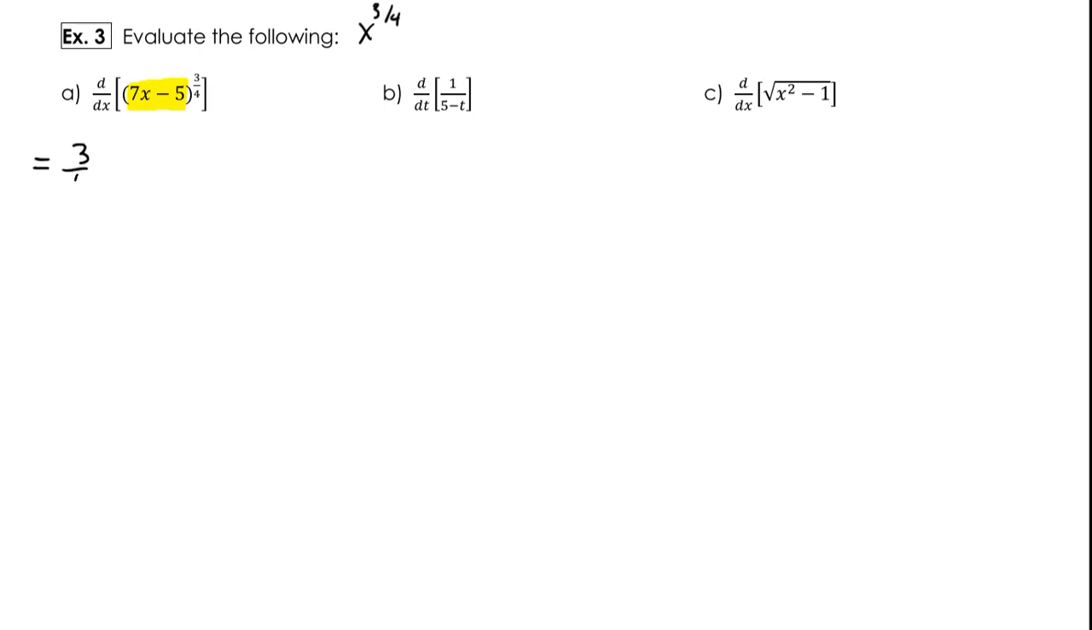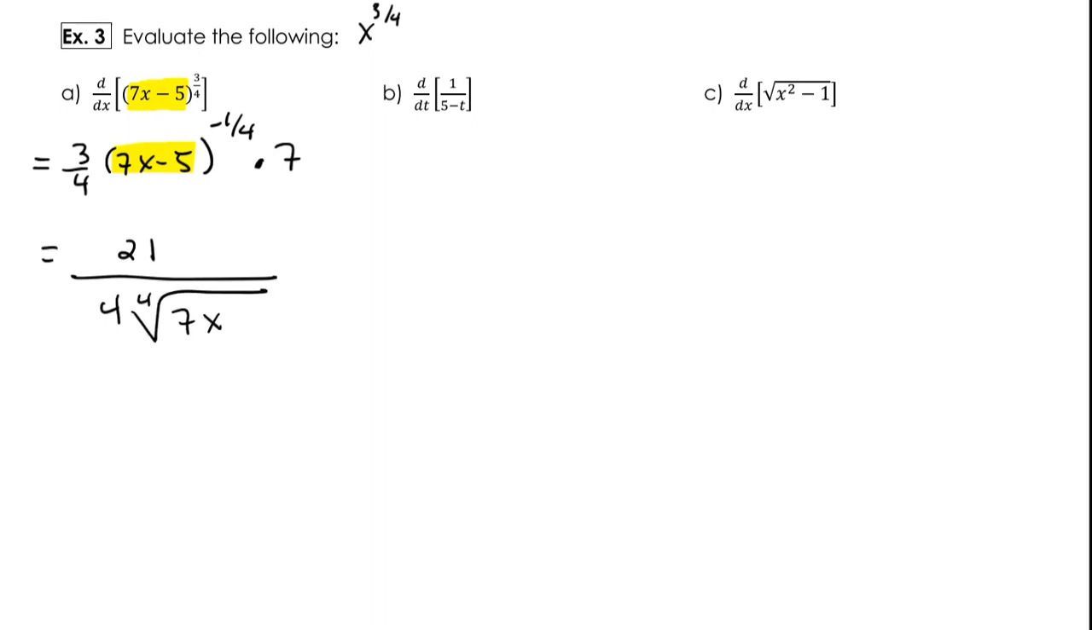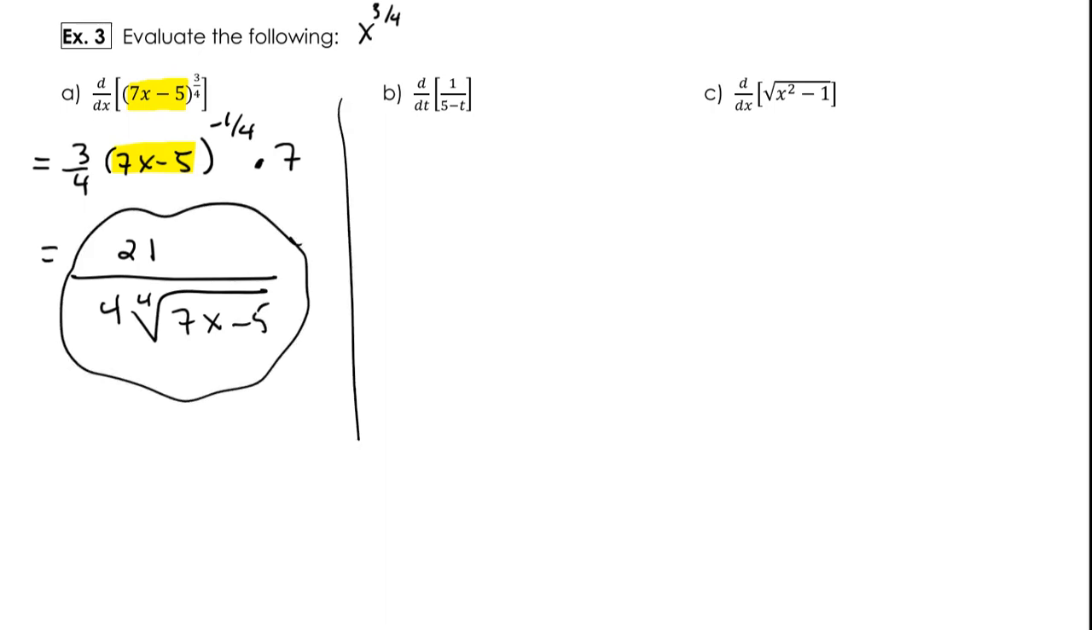So it's going to be 3/4 of that thing to the negative 1/4 times the derivative of the inside, which is right here, which is 7. You cannot leave that out. It's a common mistake. So now when we rewrite it, we're going to get 21 over 4. And then remember, we don't want negative exponents, so let's rewrite that as the 4th root of 7x minus 5. Not too bad. It's just easy to be a little forgetful on these and forget the inside, but you guys are going to do great.